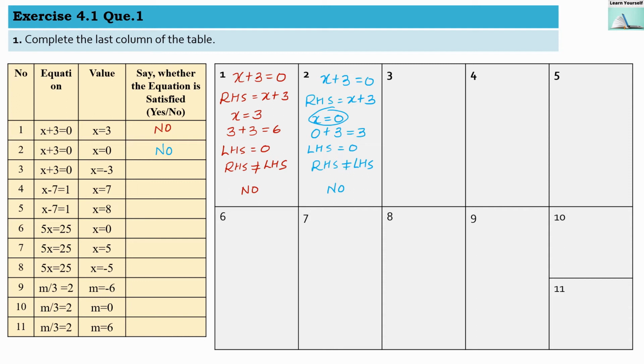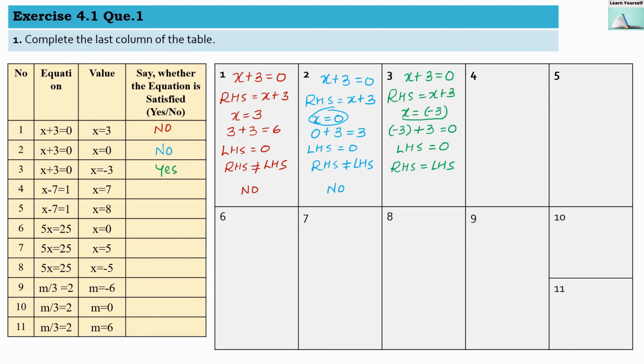Now the next equation is x plus 3 equals 0. So here our LHS is going to be x plus 3. Now for x, we have to take minus 3. So when we are putting x equals minus 3 in the place of x, we will get 0. So our LHS value is 0. Here RHS is also 0. So for this equation, LHS is equal to RHS when we are taking x equals minus 3. So for the variable's value minus 3, this equation will hold true. So it is going to be yes.